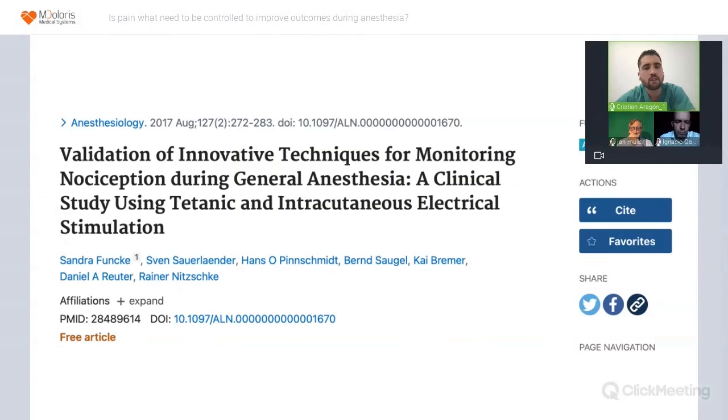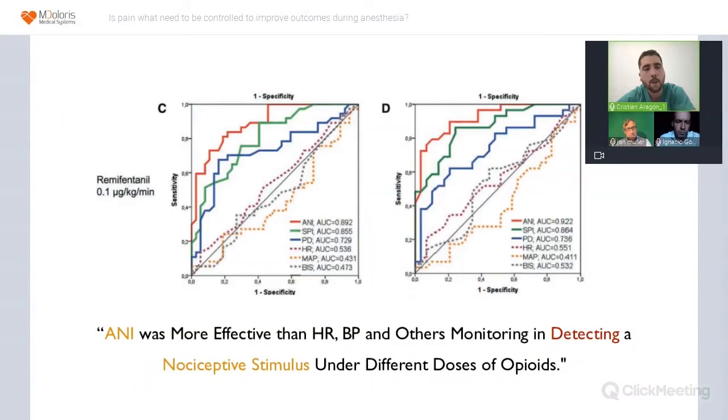On this point, this study was published by Sandra Funke some years ago in the Anesthesiology journal, which shows that ANI is more effective. Here we can see how ANI is more effective than heart rate, blood pressure, and other monitoring in detecting a nociceptive stimulus under different doses of opioids.